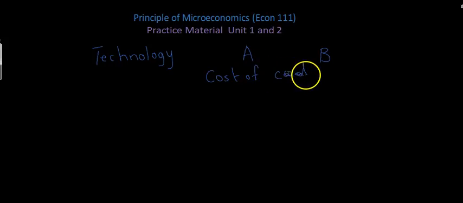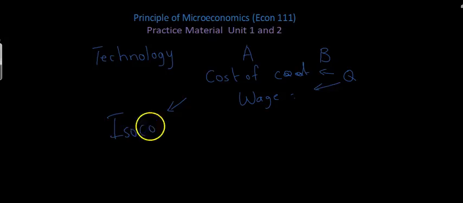Like this is your cost of capital, and the other thing you might be told is your wage, and then you will be told what combination you can get if your total cost is given, or you might be told the quantities of both the capital and the wage. Now you have to find out the total cost. So basically the concept of these technologies that we saw in unit 2 would be linked with the iso-cost curves. So the iso-cost curves are very important for unit 2.